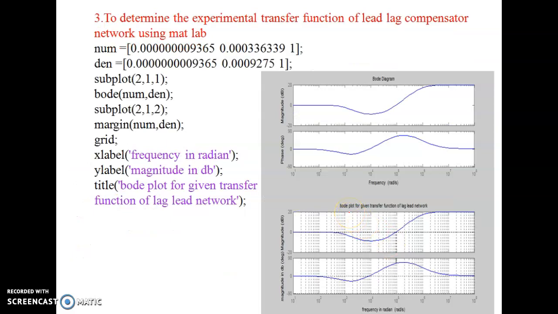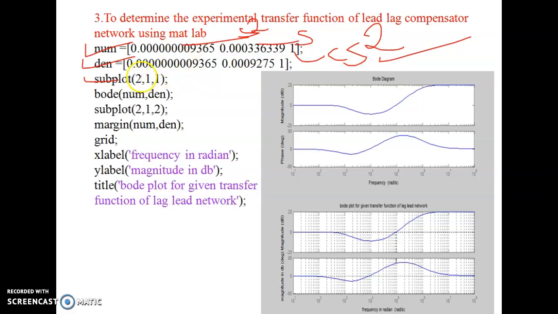Similarly, you have to find the transfer function using MATLAB for the lead-lag compensator network. For the lead-lag compensator network, it is the same thing, but here it is a combination of two compensating networks. Hence, we will get the s square coefficient. This belongs to s square, this belongs to the s coefficient, and this is the constant. Enter the numerator coefficients, enter the denominator, then you have to use the command subplot of 2 comma 1 comma 1. In the main graph, you have to obtain two subgraphs.